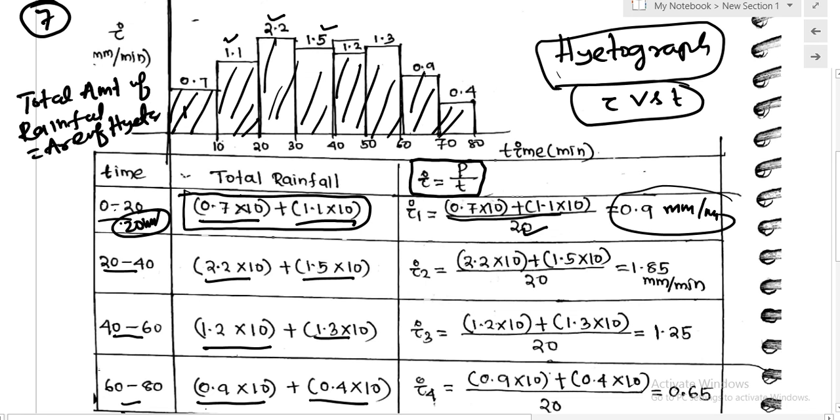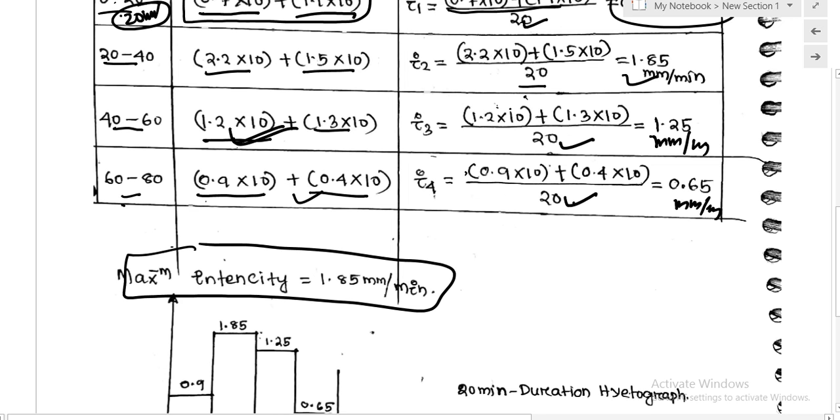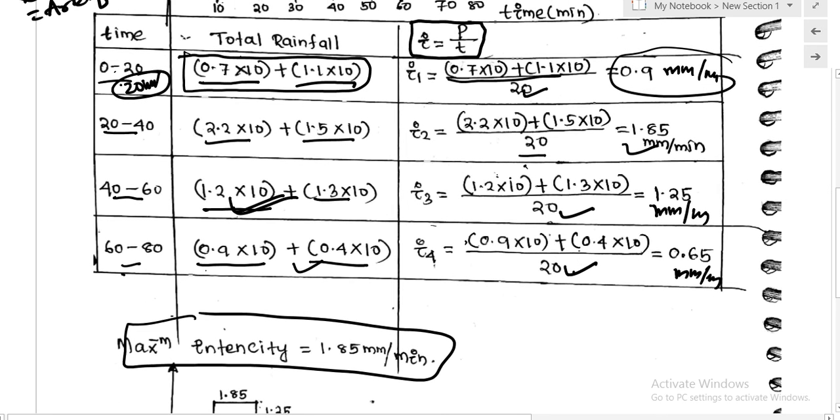Okay, so now I2 is how much? Simply you have to divide this by 20. So this is 1.85 millimeter per minute. Then I3 is the total amount of rainfall divided by 20. So this is 1.5 millimeter per minute. I4 will be the total amount of rainfall by 20. So this is 0.65 millimeter per minute. So you check out of this what is the maximum intensity of the rainfall. The maximum intensity is coming out to be 1.85 millimeter per minute.